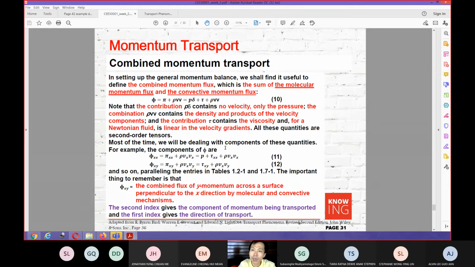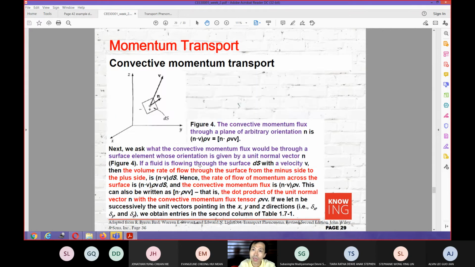So let me go back. I need to go very slowly in here, because this is very important, otherwise it will be confusing later on. Okay, so the second index gives the component of momentum being transported, while the first index gives the direction of the transport.